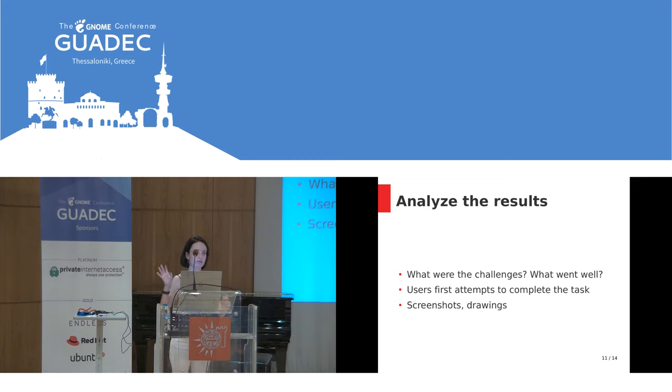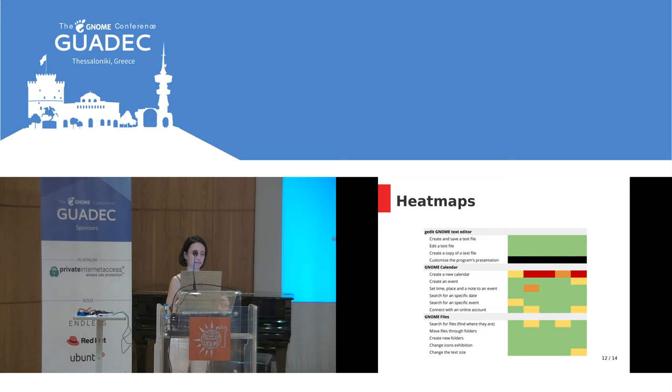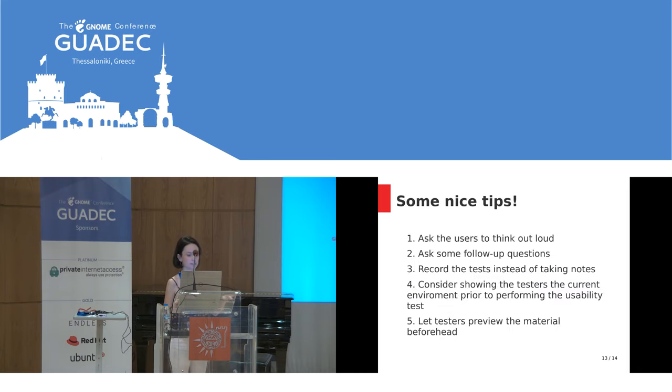And then when I was analyzing the results, I tried to see what the user thought during the test, like where he first tried to click. And then I had these heat maps where I could analyze the results. Green is where you imagine the user went well, and black is where the user couldn't accomplish the task.